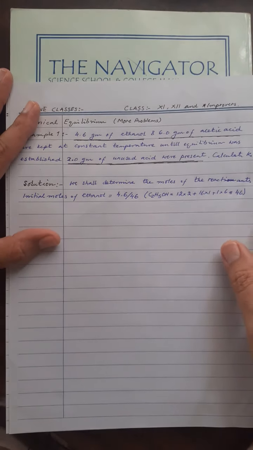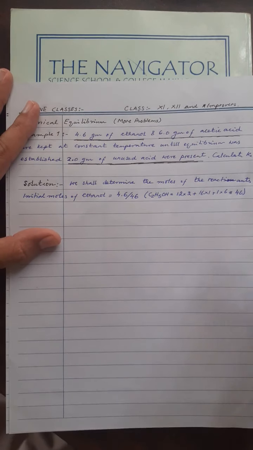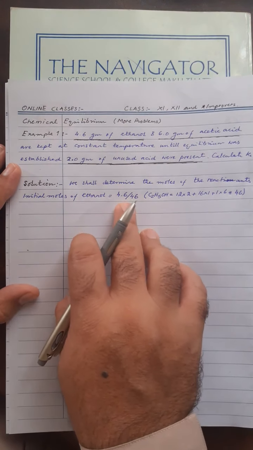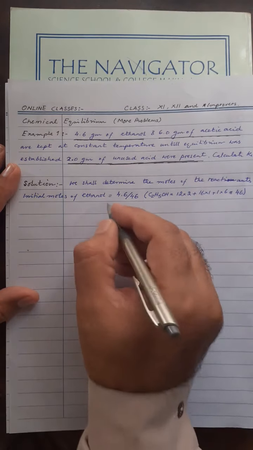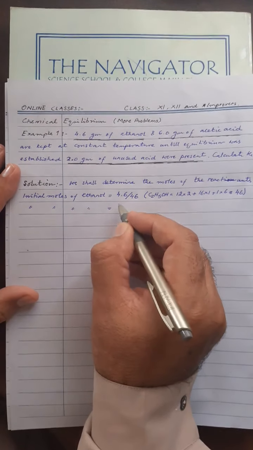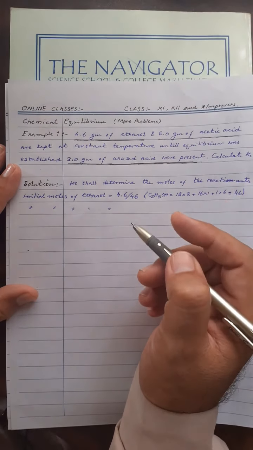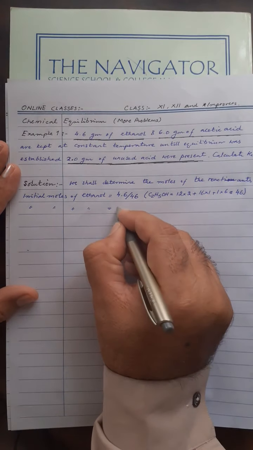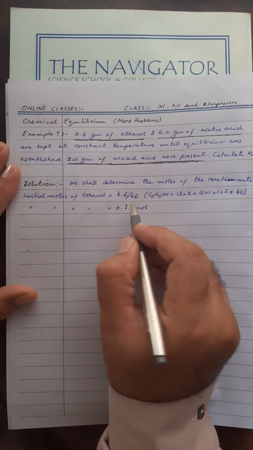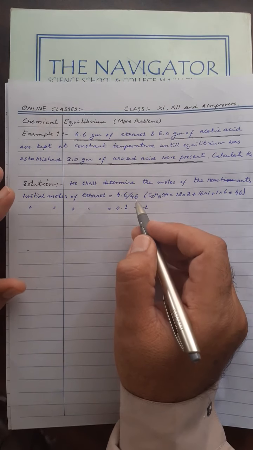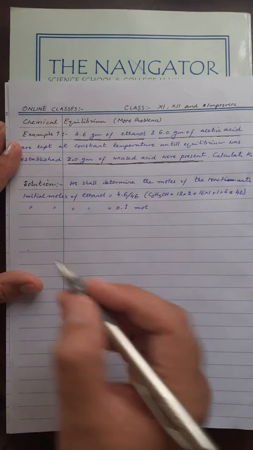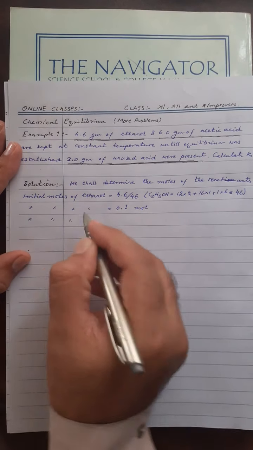Good students, sharp students might have caught it when they saw it in the book, but majority students like me, the average ones, will be wondering where this 46 came from. So the initial moles of the ethanol: 46 upon 46 is 1 mole. So 4.6 upon 46 will be 0.1 mole. If it was 46 upon 46, the answer would be 1. Now since this is 4.6, it's going to be 0.1. This is the initial moles of alcohol. Now we go for initial moles of acetic acid.